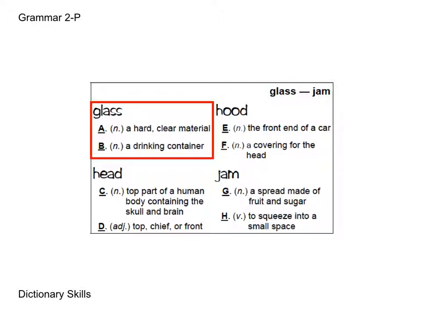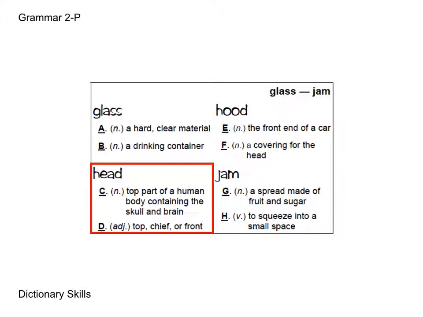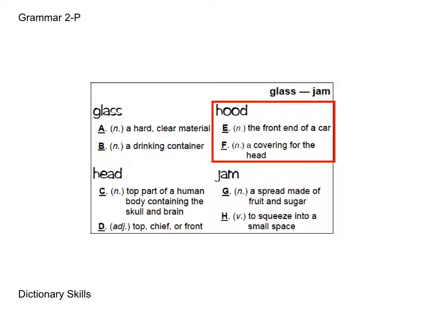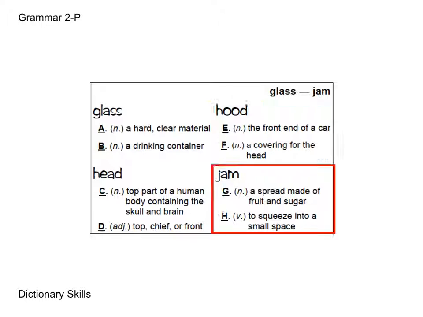So we have glass, which can be a hard, clear material or a drinking container. We have head, which is the top part of a human body containing the skull and brain, or it can mean top, chief, or front. Next we have hood, which is the front end of a car. And we also have a hood, meaning a covering for the head. And then we have jam, which can be a spread made of fruit and sugar, or it can mean to squeeze into a small space.